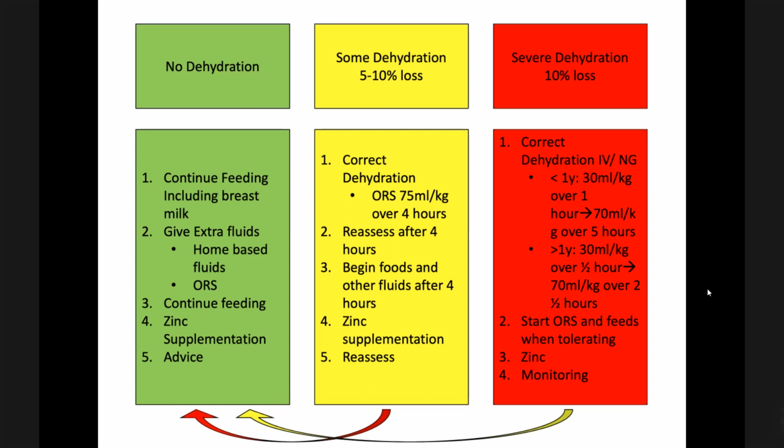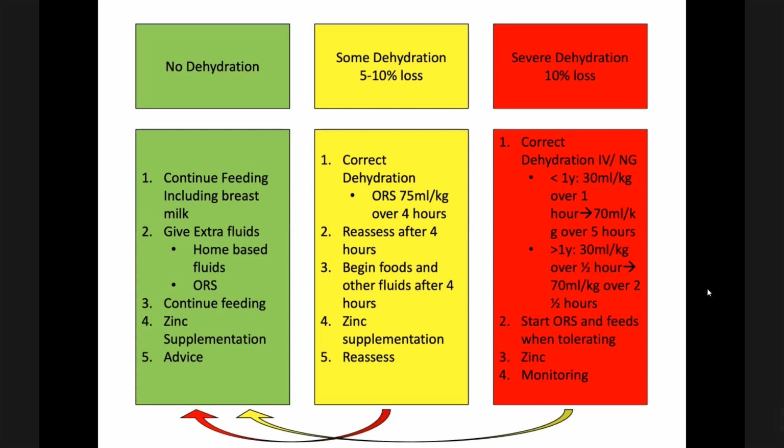Now if the child is 10 kilos, you need to give 1 liter, a big amount, right? So we don't give it at once. So we generally give a proportion. So like 30 ml per kg quickly, and the balance 70 ml per kg, we give it over a long period.